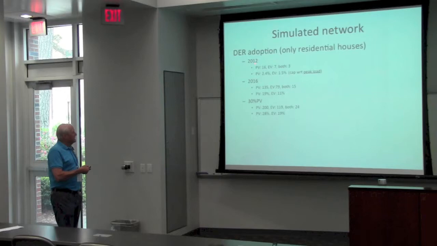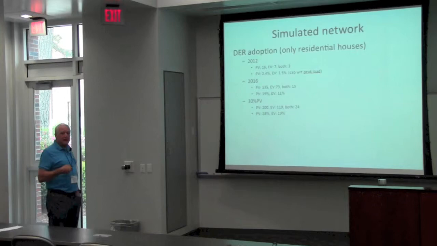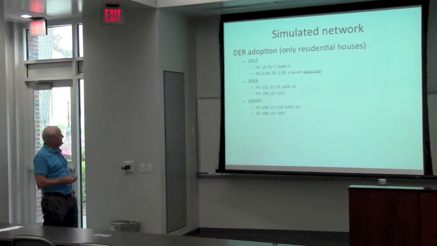For the adoption, we have a model that was built at Caltech by the engineers, an adoption model of PV. We use that to predict what the PV adoption would be. And in 2012, we had 16 of the units with PV, 7 with electric vehicles, and 3 with both.